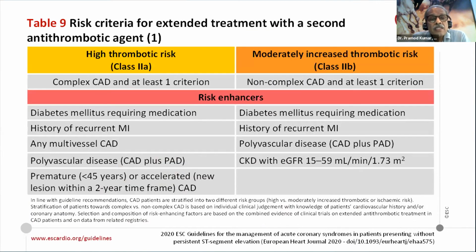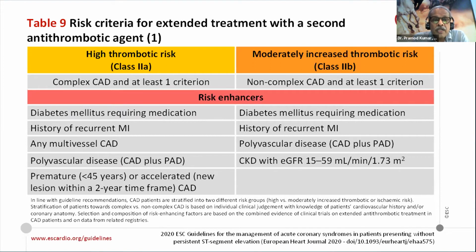Again, as with the bleeding risk, we have to consider the thrombotic risk at the same time, and we divide our patients into two types: high thrombotic risk or moderately increased thrombotic risk. Now, this will again guide us on the duration and the intensity of the antithrombotic therapy, both antiplatelets and anticoagulants, that we need to give.